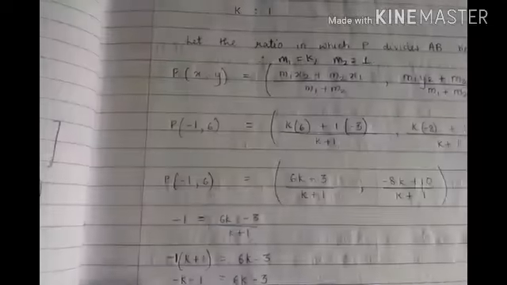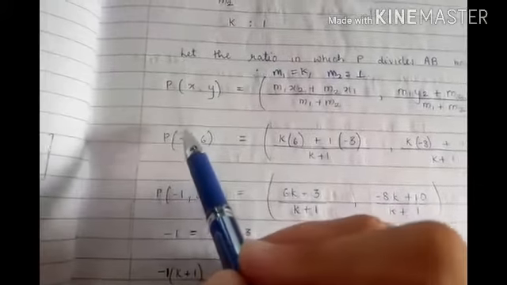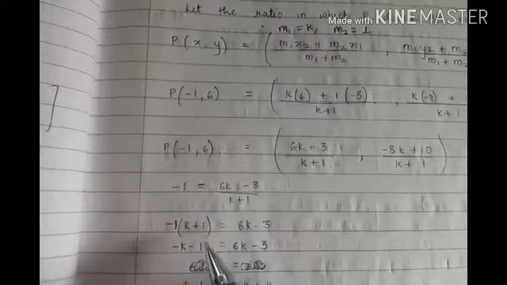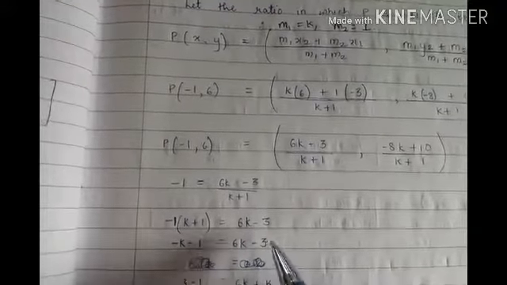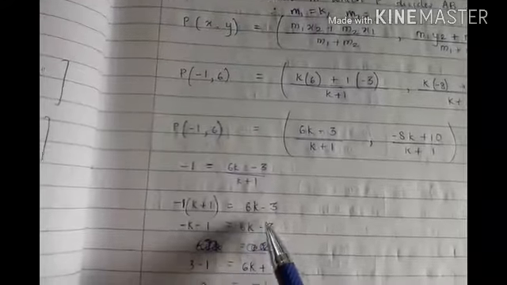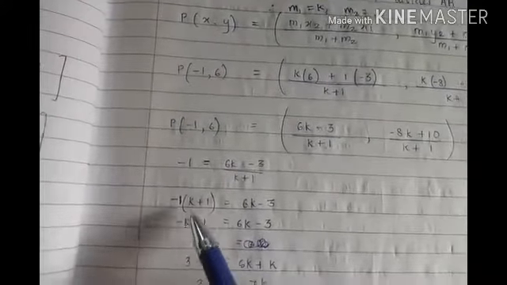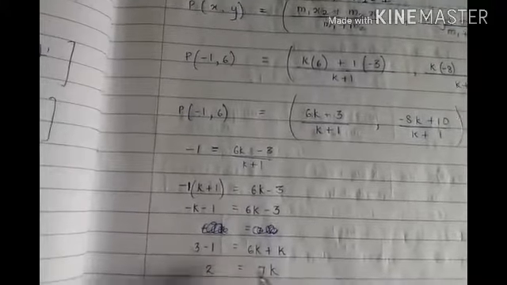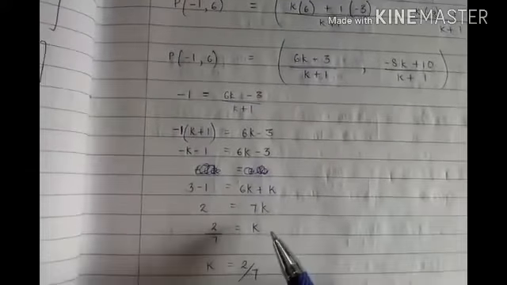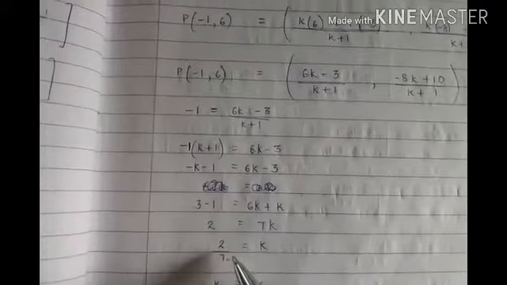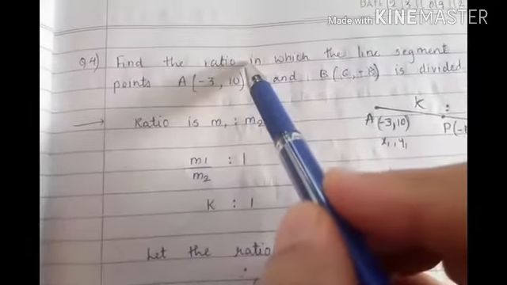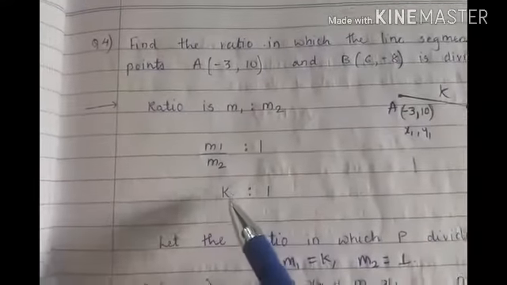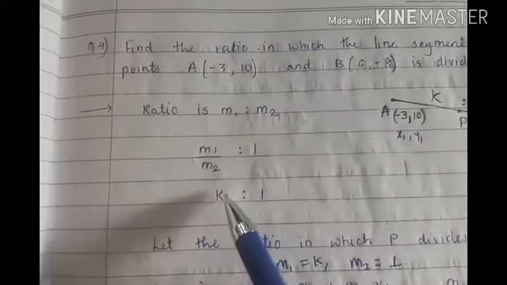From here onwards, it's basics of maths. Now, -1 into K is -K, -1 into +1 is -1, equal to 6K - 3. Now -3 is taken on this side, so it becomes +3, and -K goes there, so it becomes +K. 6K plus K is 7K, 3 minus 1 is 2, so K is equal to 2 upon 7. So you got the value of K as 2 upon 7, but you are asked to find the ratio.